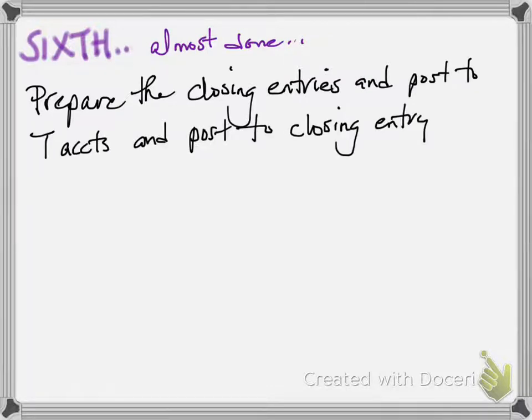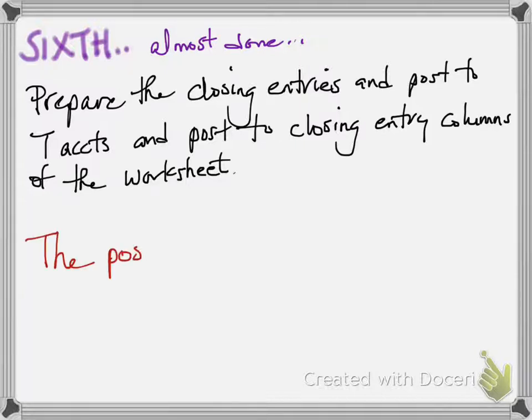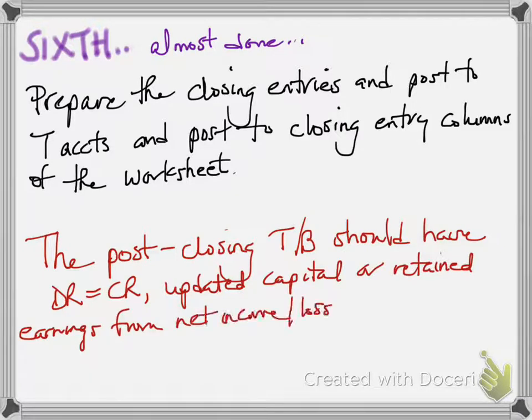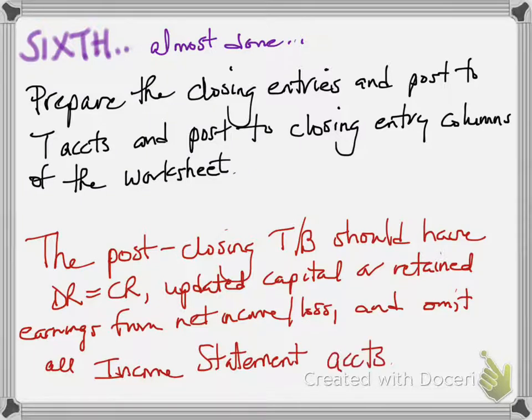The very last step of worksheet preparation after you've created the financial statements is to prepare the closing entries and post those to the T accounts and post those to the closing entry columns of the worksheet. There's a whole separate tutorial on the closing entry process, right? And the post-closing trial balance is the last two columns, debit and credit columns on the worksheet, and they should have the debits equal to the credits.